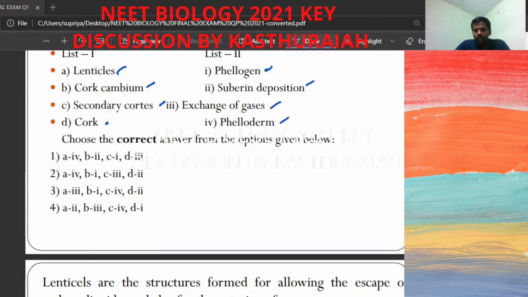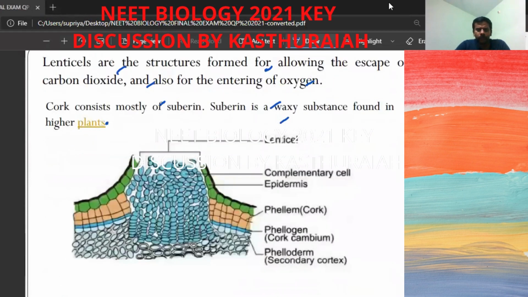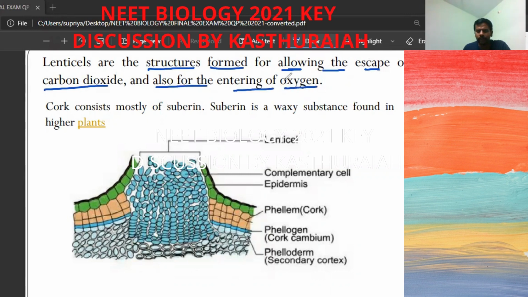Now see here, a little explanation. In general, the lenticels help in exchange of gases. Lenticels are the structures formed for allowing the escape of carbon dioxide and also for entering of oxygen. It means exchange of gases. So cork consists mostly of suberin material. Suberin is a waxy substance found in higher plants.